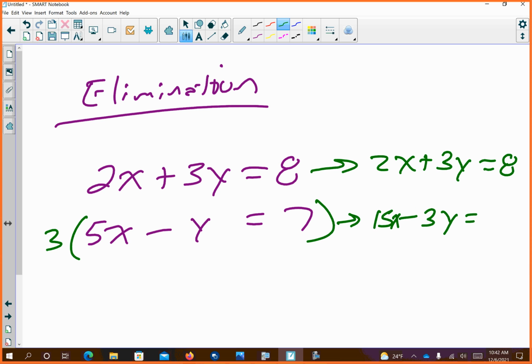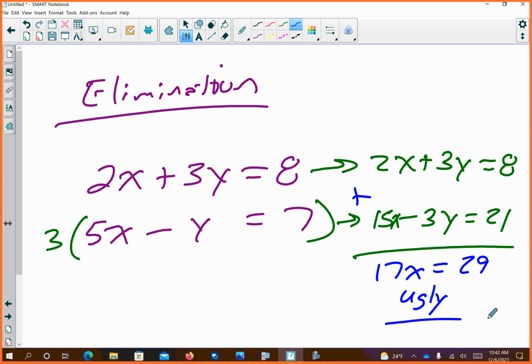Let's see, that's going to give me 21. And then add these together. So I get 17x equals 29. This is an ugly answer. I will make it easier than that. So what I want to do, I think this will help.